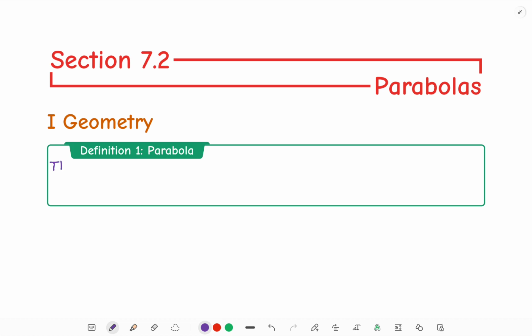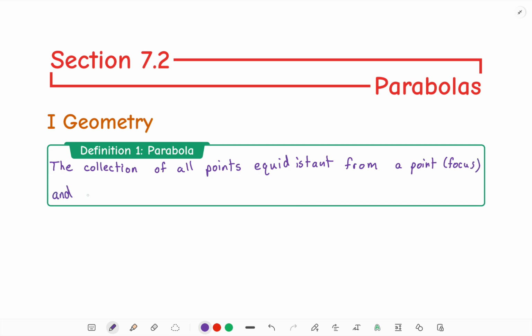A parabola is the collection of all points equidistant from a point, which we will call the focus, and a line, which we will call the directrix.